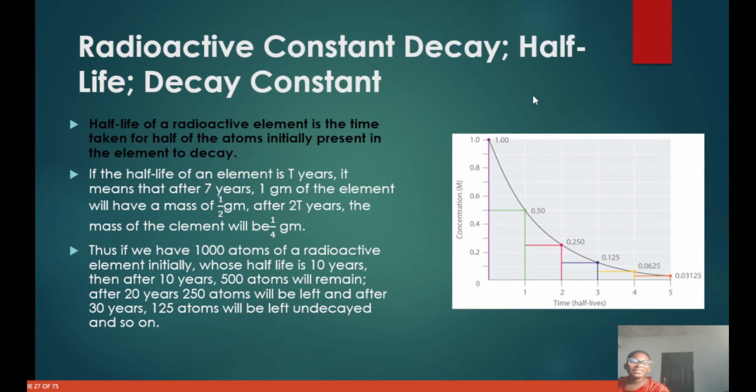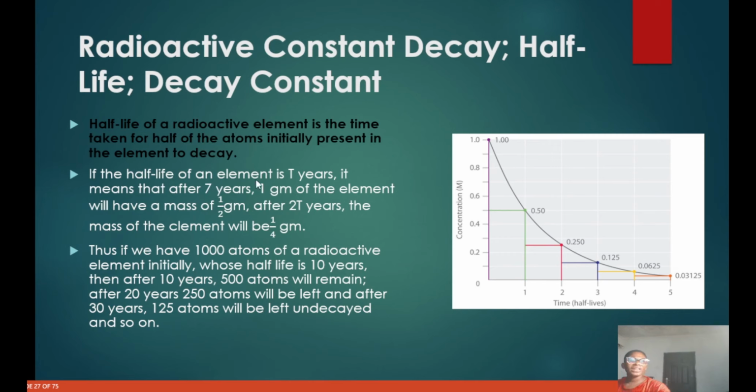Radioactive constant and decay, or half-life, decay constant. So, half-life now of a radioactive element. We already talked about radioactivity. It's just the spontaneous decay of the nucleus of an element. So half-life of a radioactive element is the time taken for half of the atoms initially present in the element to decay. That is what is called the half-life, the time for it to decay.